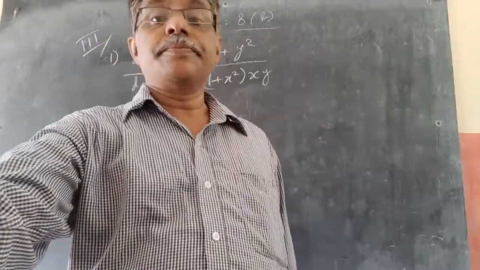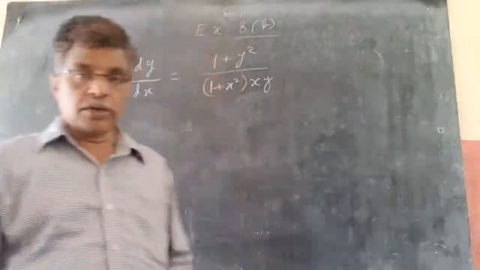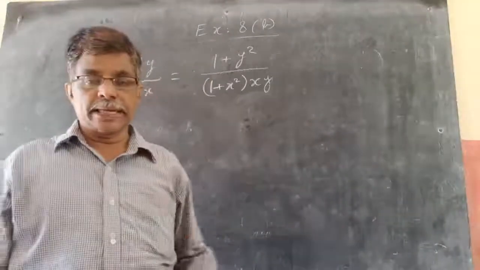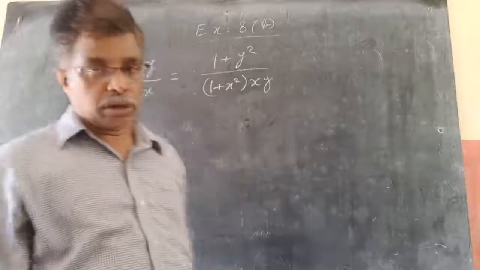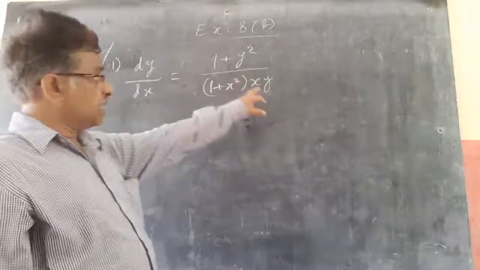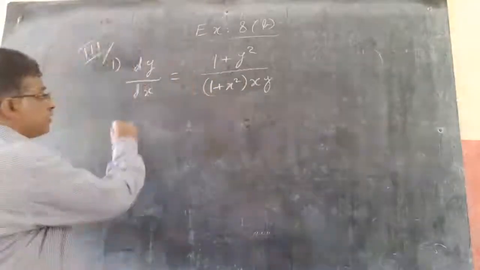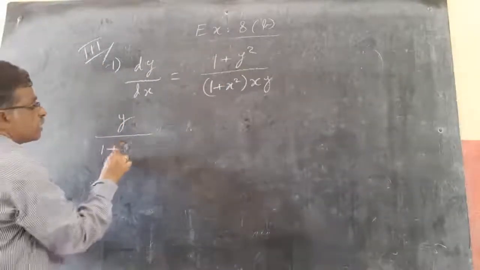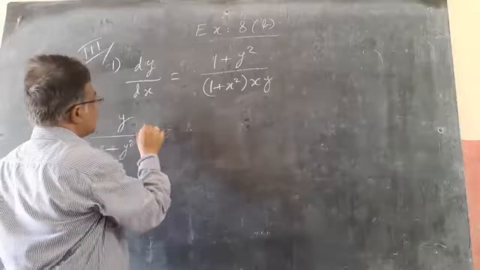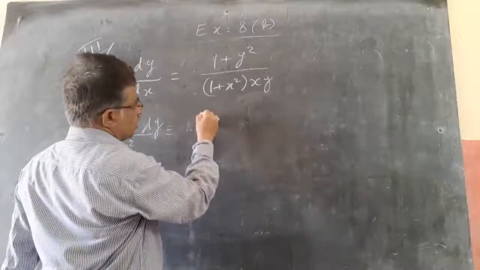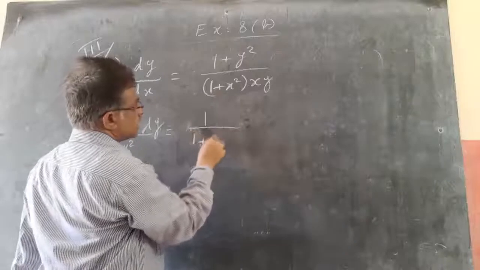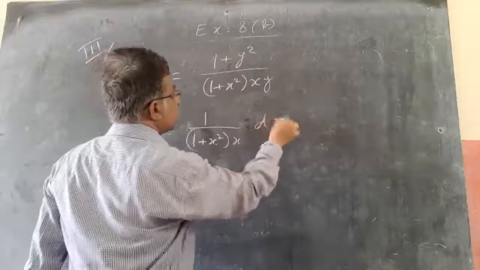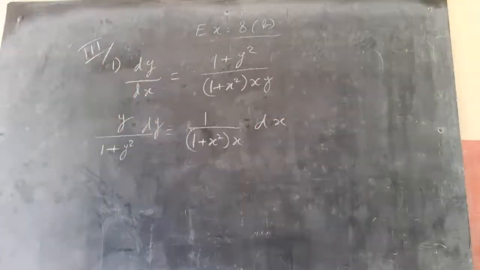Third Roman question. dy by dx equal to 1 plus y square by 1 plus x square into xy. Same variable separable. How to do? Bring all the y's to this side, so this by y comes to this side into y, and this comes to this side by 1 plus y square dy is equal to, left out here is 1 by 1 plus x square into x, by dx comes to the other side into dx.